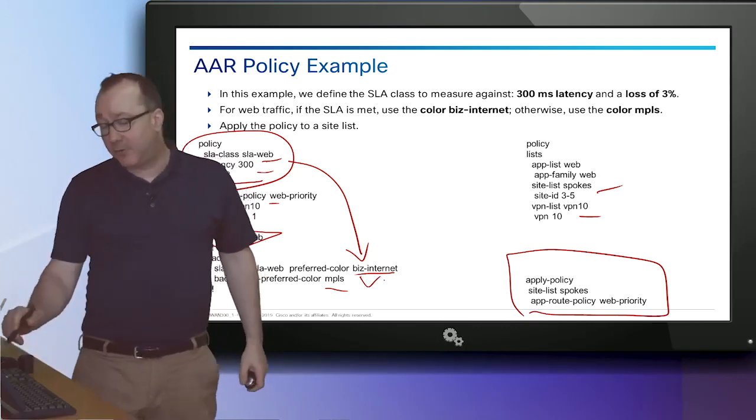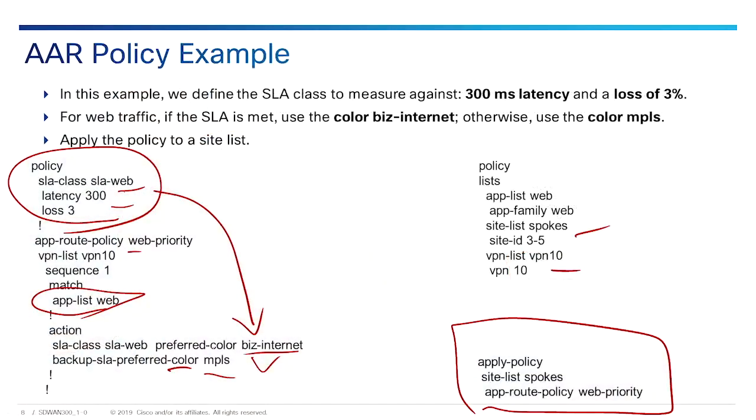Okay? And notice that we're referring to colors here, right? So we're not referring to actual individual tunnels. We're saying color. So your site has a biz internet circuit, it's local internet, and it's connected to the MPLS. So you've got both circuits, and we're going to prefer the biz internet for this web traffic, right? And remember, the app family is defined here. So the app list is web, and we're referring to app family web, which means 80/443.